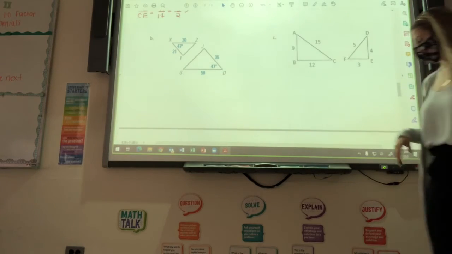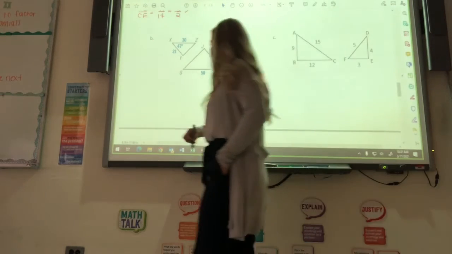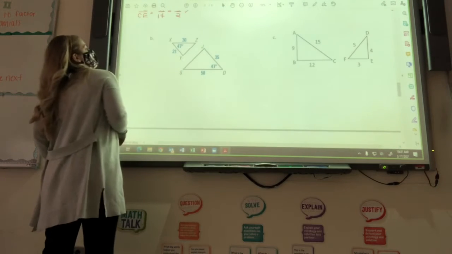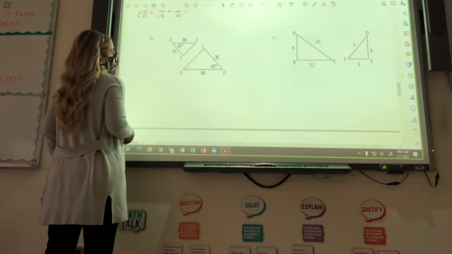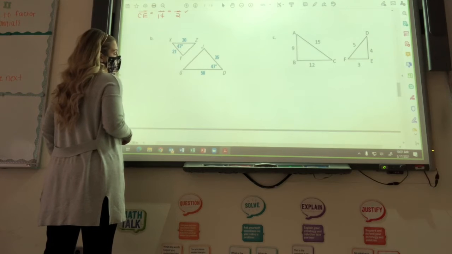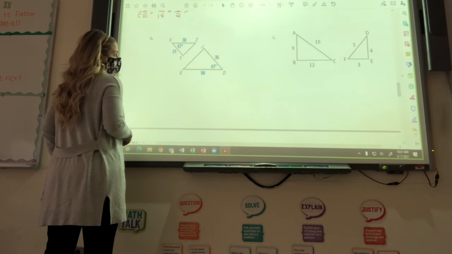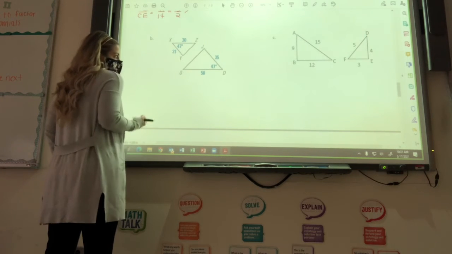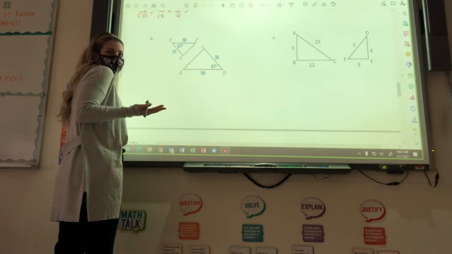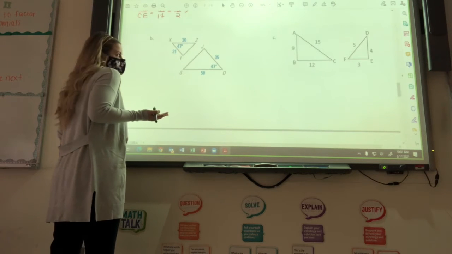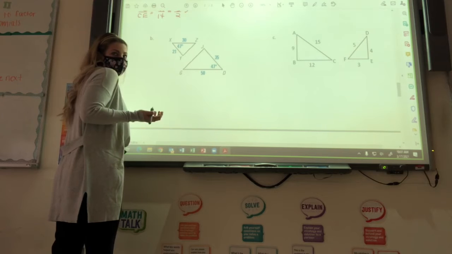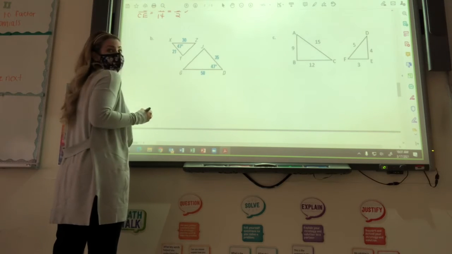Okay, B. Louis, let's hear it. So, side equals side, because it's only two sides. Okay, so prove it. Like, are the ratios the same? Did you show it? I need to see it.